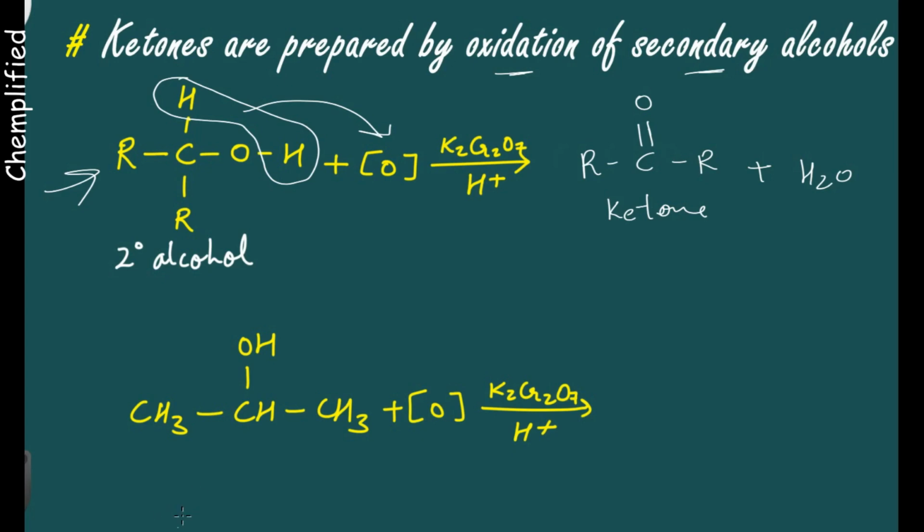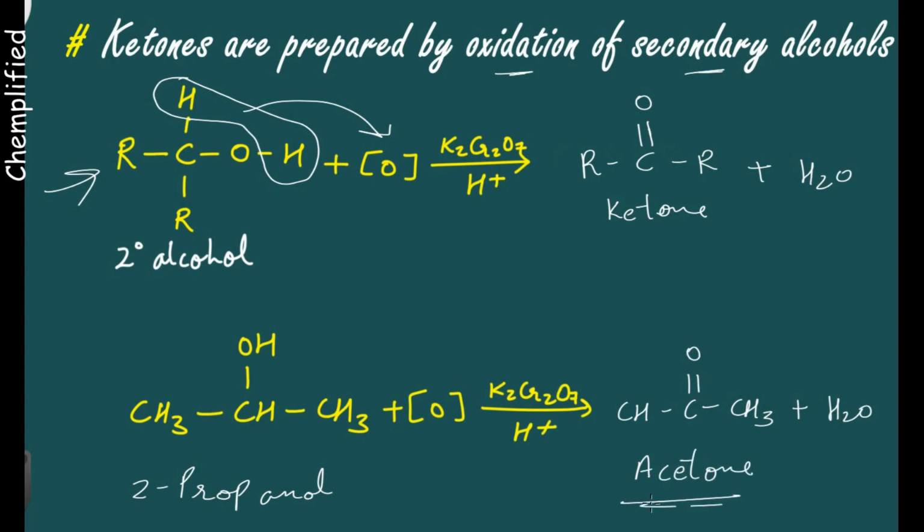Now this is your 2-propanol. When you oxidize this, you will get your first ketone, that is acetone, right? So that's how you prepare aldehyde and ketone using K2Cr2O7 or an oxidizing agent.